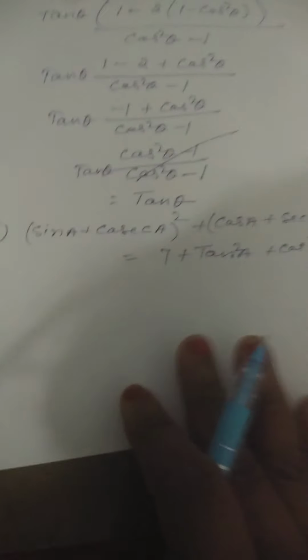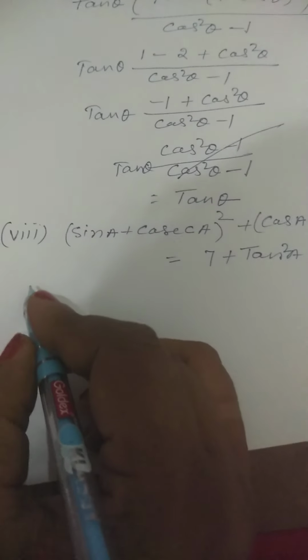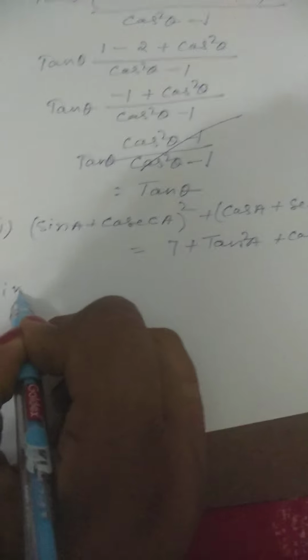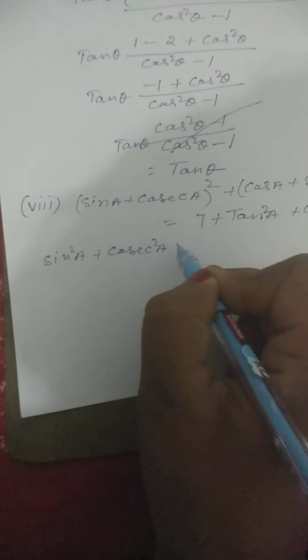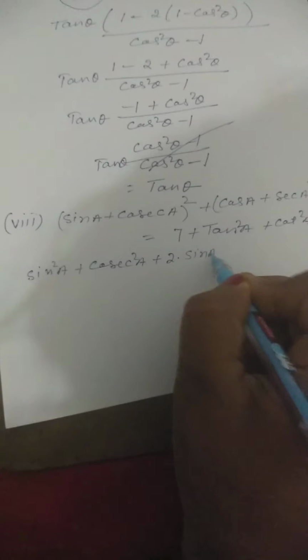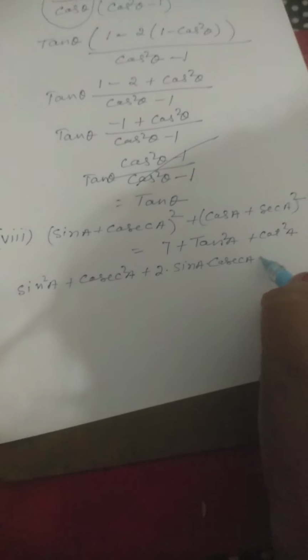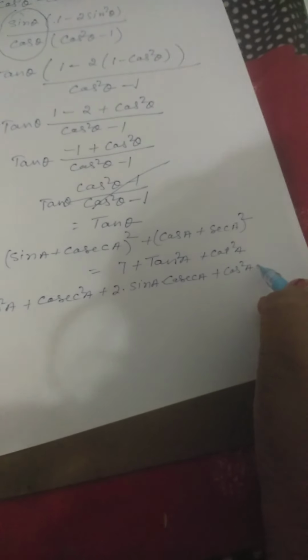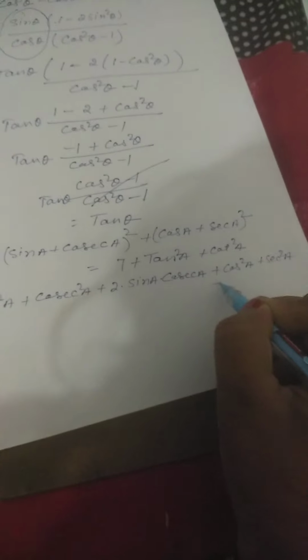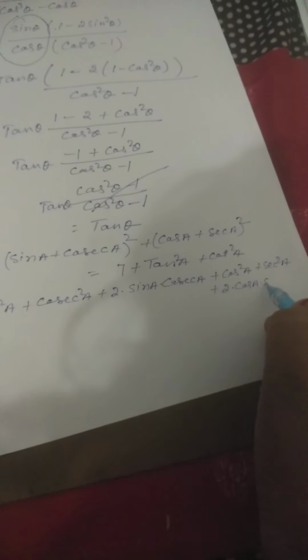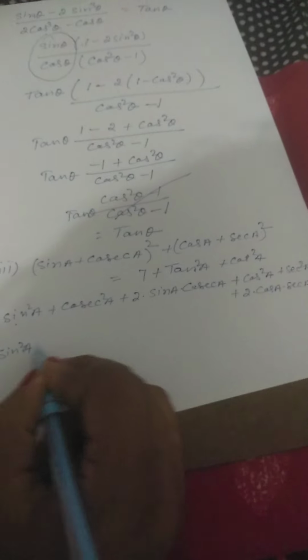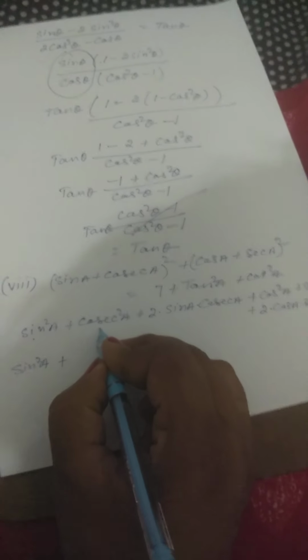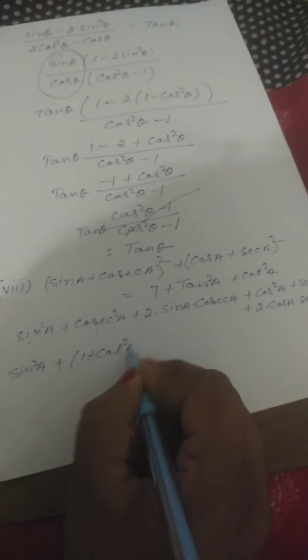So first of all we will expand sin A plus cosec A whole square in the form of A square plus B square plus 2AB, and separate sin square A. At the place of cosec square A you can write 1 plus cot square A.